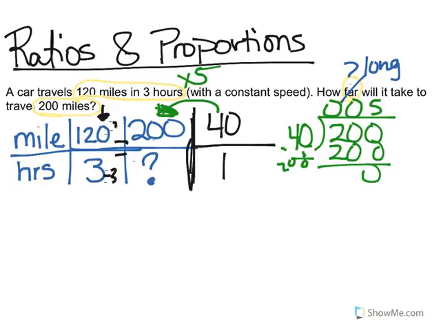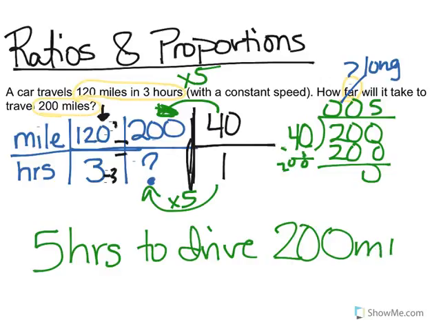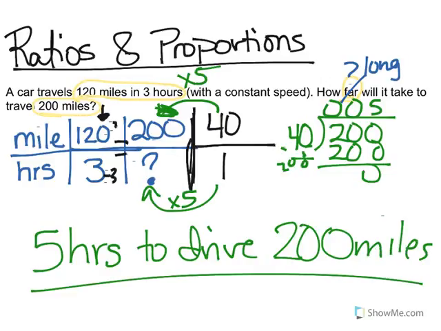Well, whatever I do on my top, if you remember my pictures, I have to do to my denominator. So 1 times 5 is 5. So it will take the car 5 hours to drive 200 miles. That is how you solve a proportion. Let's try another one.